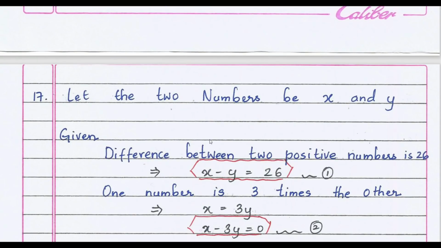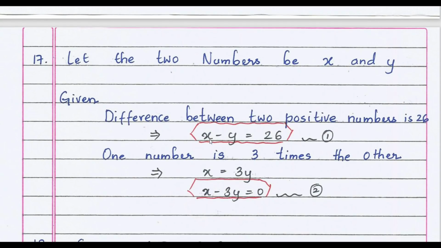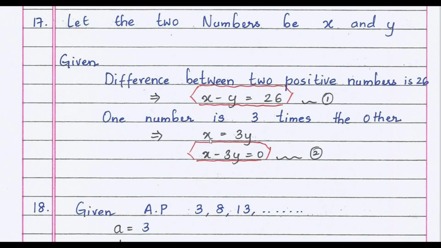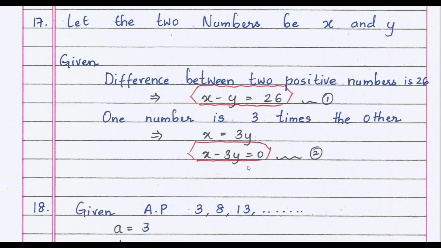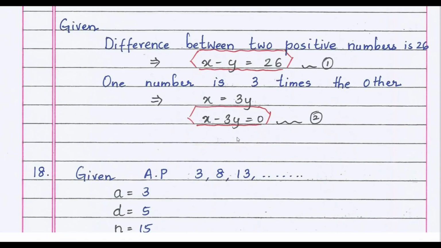Or question, we have to represent the statement in linear equation form. That is, the difference of two positive numbers is 26, that is x minus y equals 26. One number is 3 times the other, that is x equals 3y, so x minus 3y equals 0 in standard form.